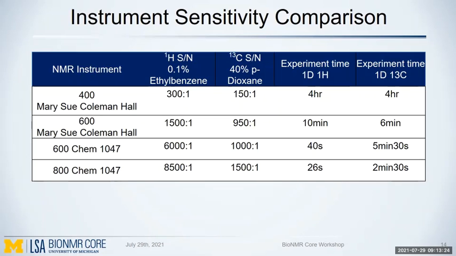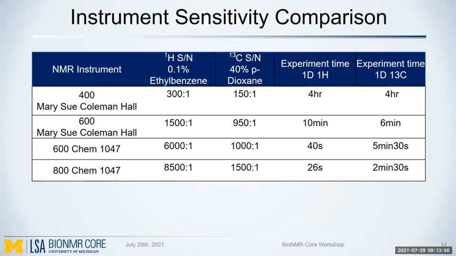Similar to the experiments on carbon-13, a 4-hour carbon-13 experiment on the 400 will take only 6 minutes on the 600 in Marysville Common Hall, about 5.5 minutes on the 600 in Chem 1047, and 2.5 minutes on the 800 in Chem 1047. So based on this table, you may conclude that I will just run whatever experiment on the 800 in chemistry. So it really depends on what you need.